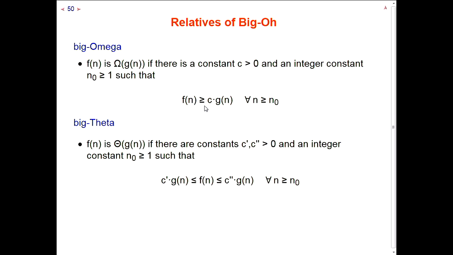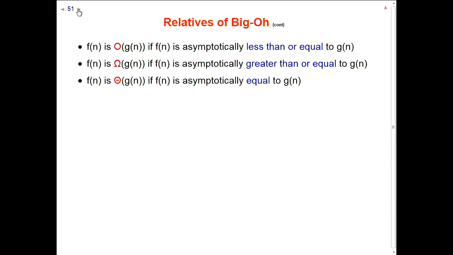F of n is theta g of n if there are constants c prime and c double prime, and again an integer constant n0, so that for all n from n0 onwards, you have that F(n) is bound by c prime g(n) and c double prime g(n), in which case we say that they grow exactly the same way. Now, typically we only use big O. I just wanted to mention big omega and big theta in case you will see them as well.